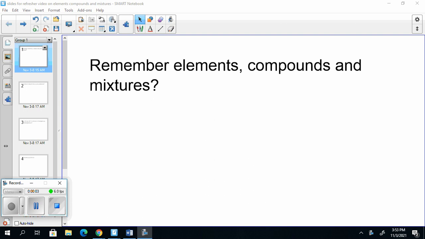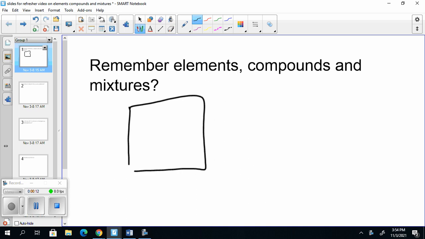Hey everybody, so today I want to just go through some stuff that we actually did at the beginning of the year on elements, compounds, and mixtures. So you'll remember that we did a lot of particle diagrams. Every time you have a particle diagram, I want you to have a key. Usually I have the key on the left and the particle diagram on the right, but make sure you make a key. So let's say we're making water.